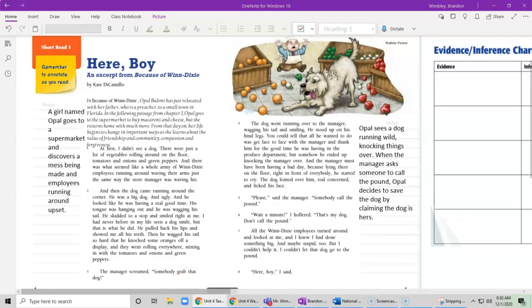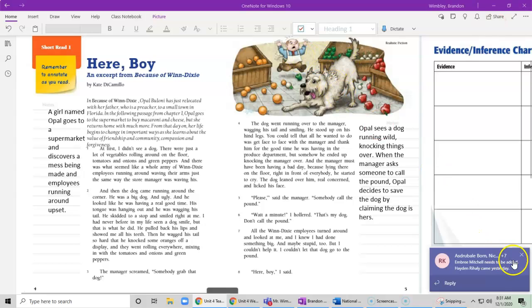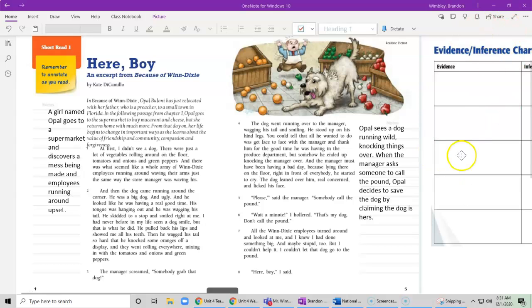So remember, in our previous lesson, we looked at how Opal's narration helps the reader understand her point of view because of her thoughts and her feelings. It was that interpretation that we just did. So her narration, though, does not give other characters a chance to explain how they feel. What we're going to be working on is getting those context clues to figure out the other characters' feelings, like the manager's feelings and the dog's feelings. All we have right now is her interpretation of it. So we're going to be filling out that evidence and inference chart right over here.